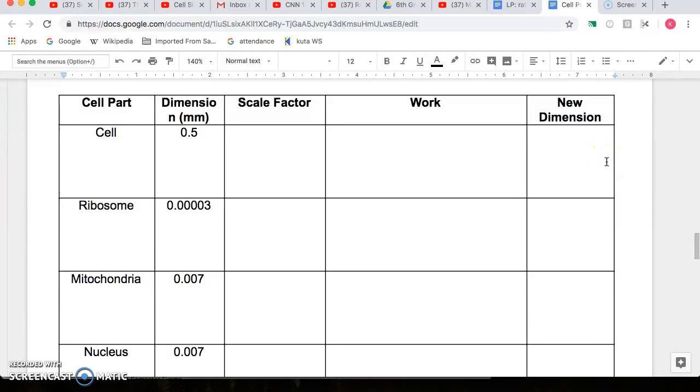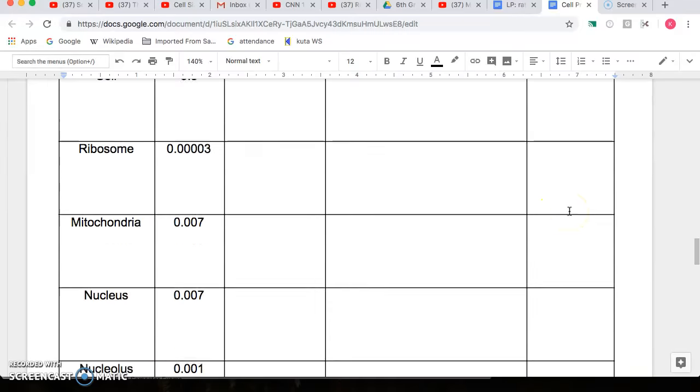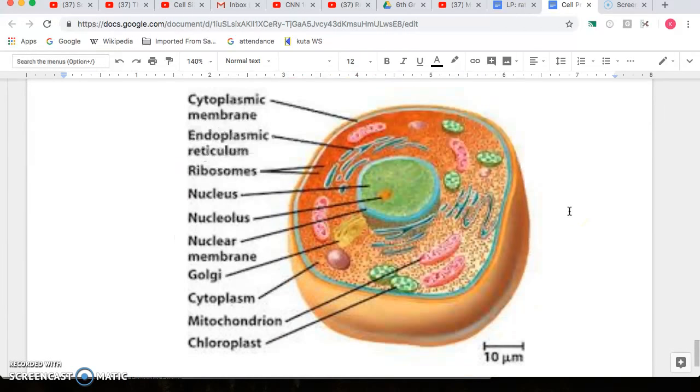And when you're done with all those calculations, you're going to draw. So this is the eukaryotic cell. The whole thing is going to be whatever answer you have right here on your paper. And that is this big circle right here, the whole cell. Okay? And if you calculated correctly, it should basically cover most of your paper.